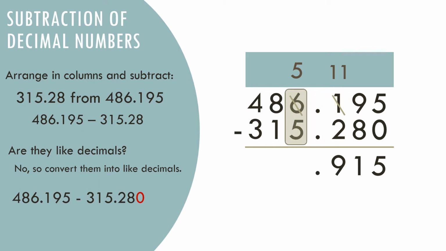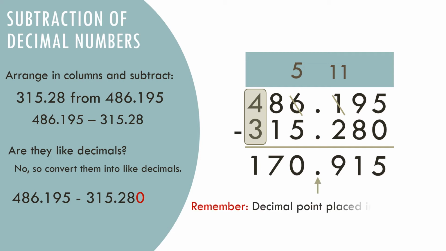Then subtract 5 minus 5 is equal to 0, so write 0 below the line. Then subtract 8 minus 1 is equal to 7, so write 7 below the line. Then subtract 4 minus 3 is equal to 1, so write 1 below the line. So the answer is 170.915. Remember, decimal point placed in difference also.